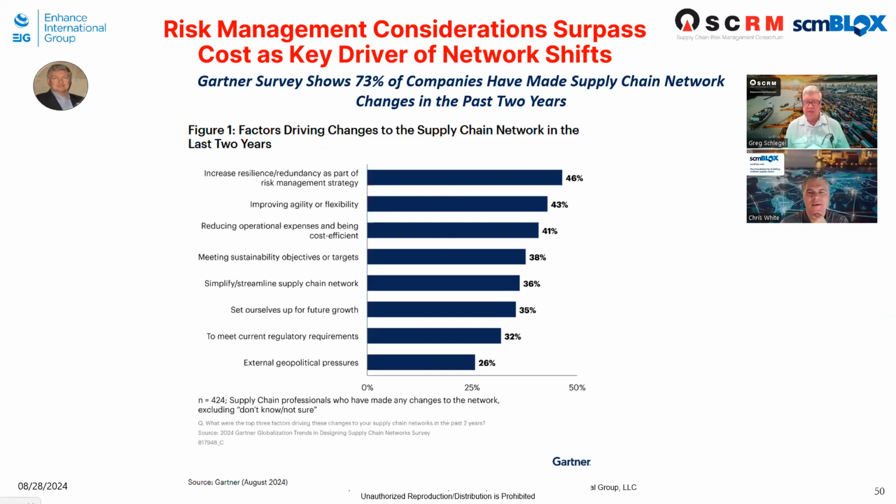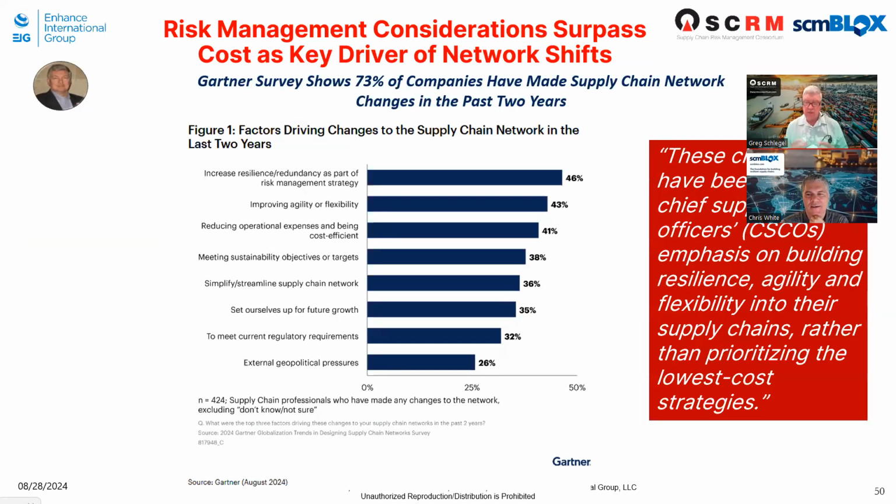So what's the takeaway? On the right-hand side, from Gartner's point of view, the changes have been driven by chief supply chain officers with an emphasis on resiliency, agility, and flexibility, and secondarily at the moment, lower cost strategies. So pretty compelling. I think it reinforces what we've gone through in Chris's modeling scenarios.